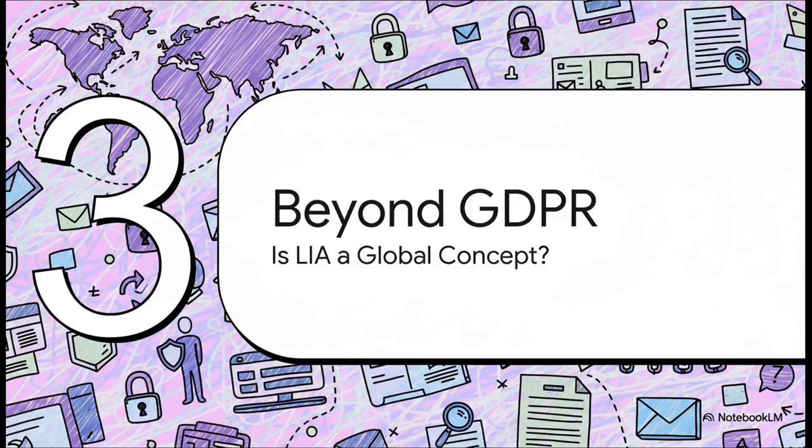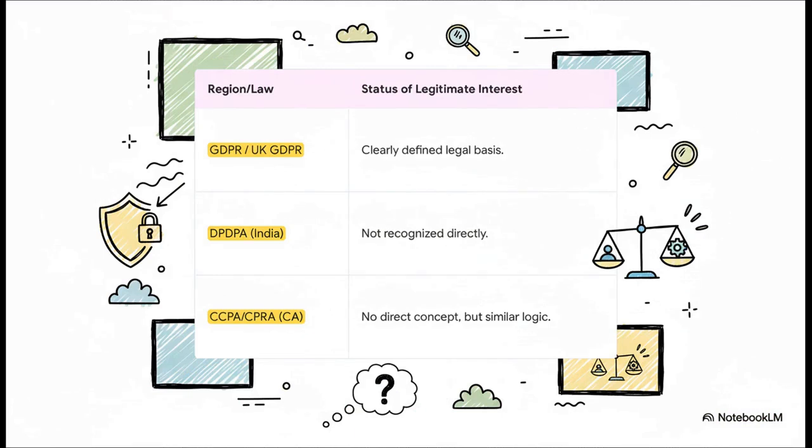So you might be wondering, is this whole framework just a European thing, or does it apply everywhere? And that's a great question, because the principles behind the LIA are definitely starting to pop up in privacy laws all over the world. While the formal LIA is a signature of GDPR, the core logic is pretty universal. Now, if you look at India's new DPDPA, it's not directly recognized right now. And over in California, they don't use the term, but their laws do allow for similar business purposes as long as you're really clear with consumers and give them an easy way to opt out.